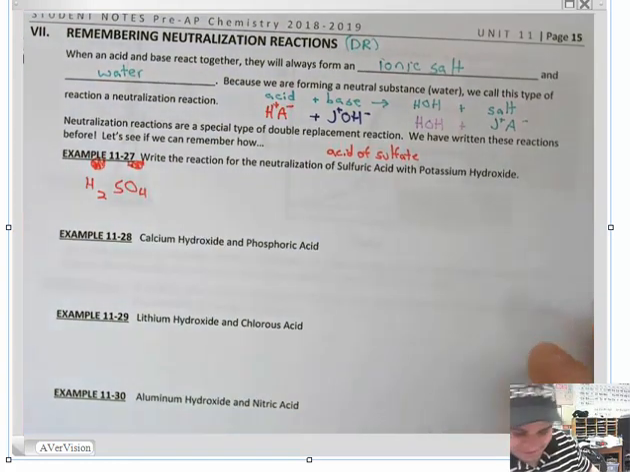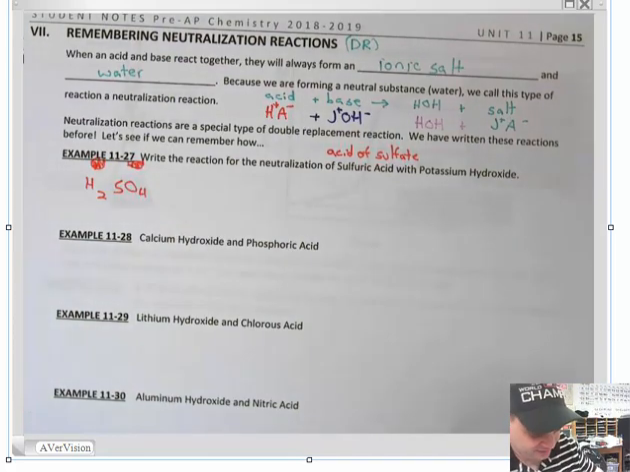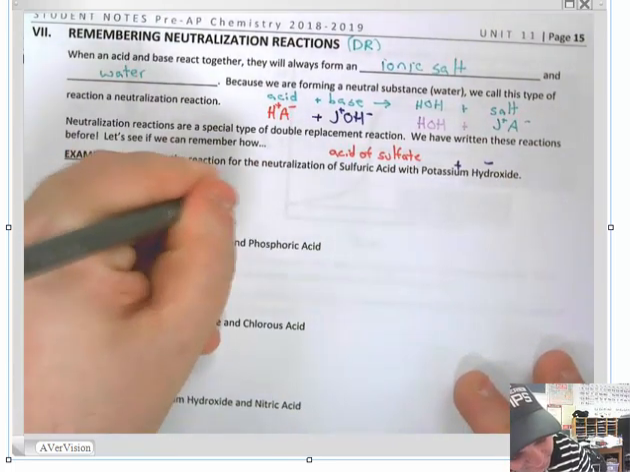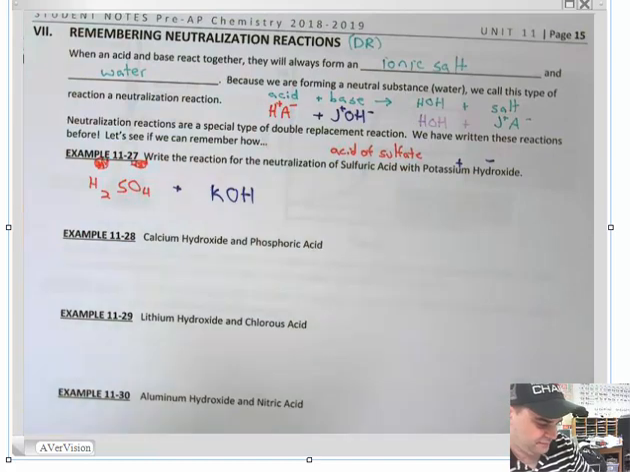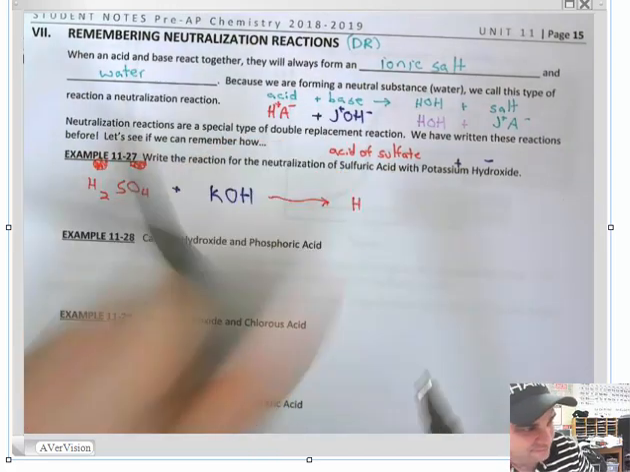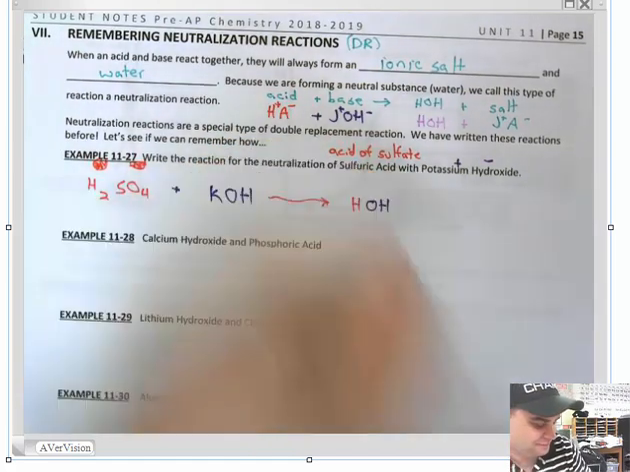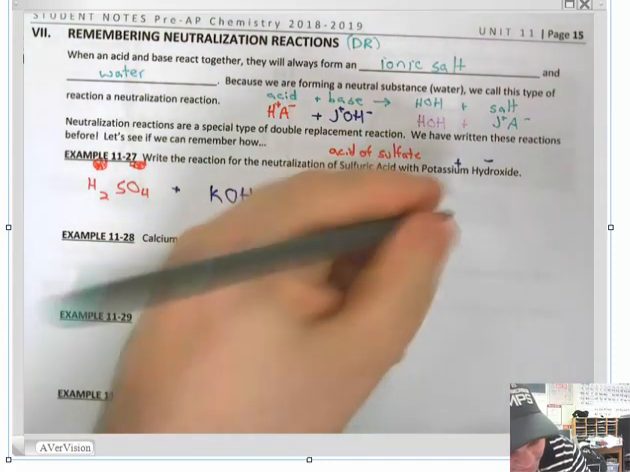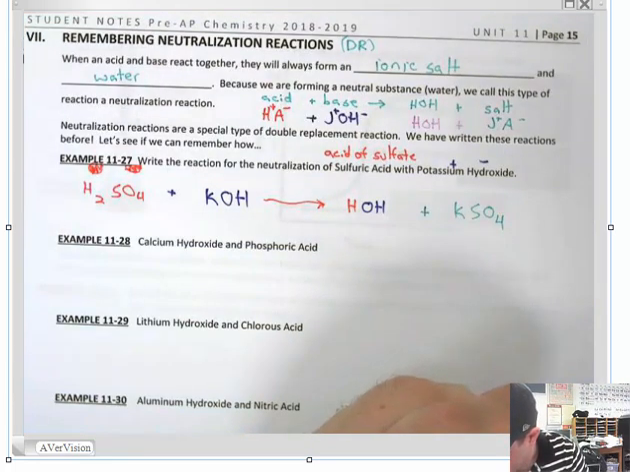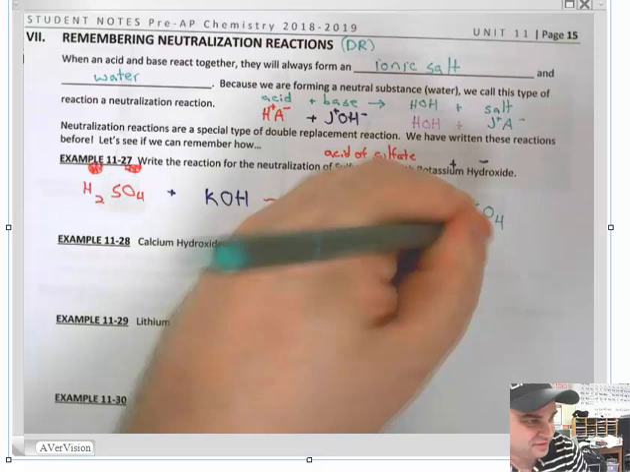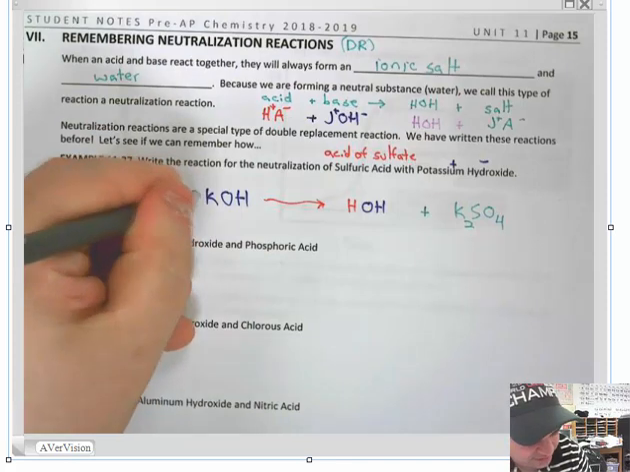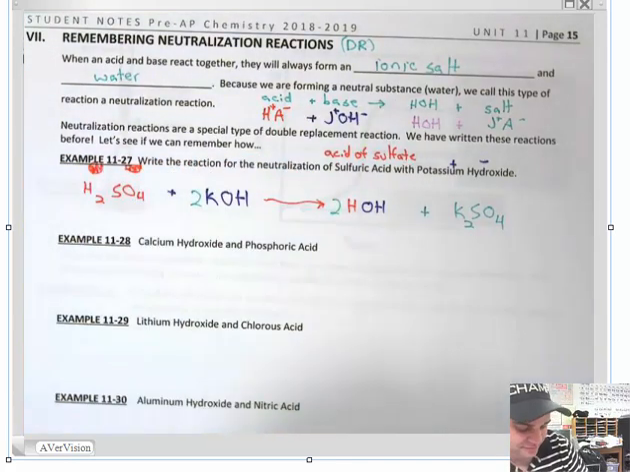Okay. Then we are going to react that with our base, potassium hydroxide. This is plus and minus. So we are going to add that to KOH. So we are going to end up with HOH, which is water, and our salt, which is KSO4. Remember that this is +2 and -1, so this is really K2SO4. Okay, so we're going to need a 2 right here to balance, and a 2 to balance that right there.